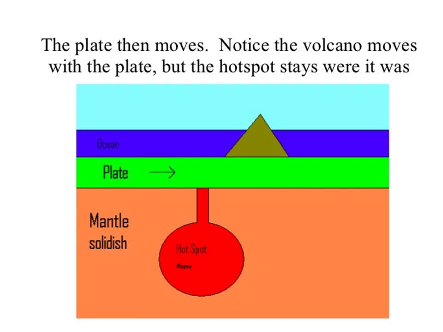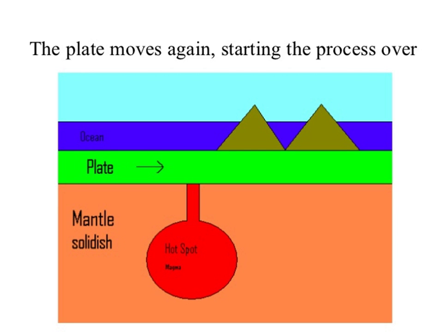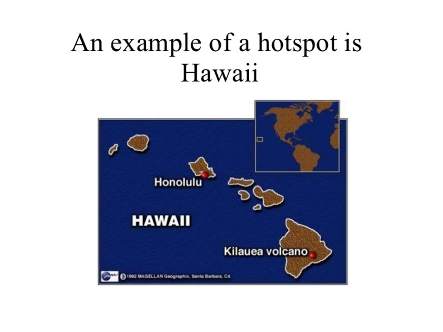That volcano might become less active, the plate moves underneath it, and when the magma chamber of the hotspot next erupts, it forms a new volcano and a new island. And this happens over millions of years, forming an island chain. So here's the third island being formed, and the plate is continuously moving over this hotspot.